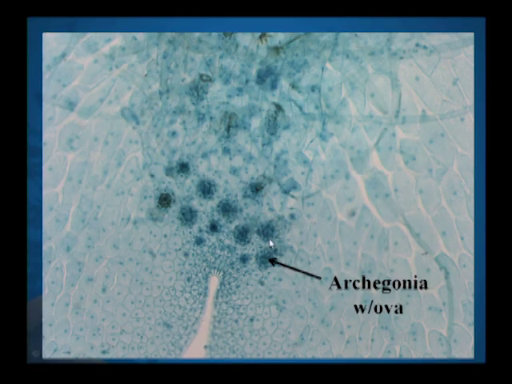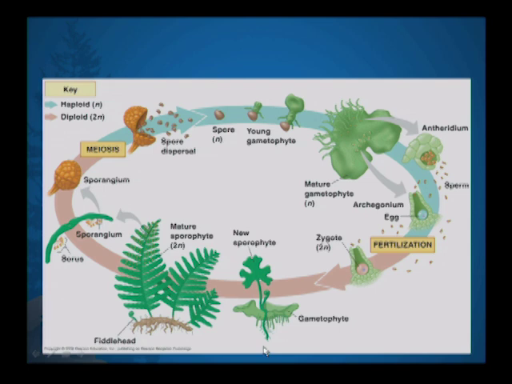But again, the important thing is that water is required here because the sperm have to swim to the archegonia and swim down the top. And then as we can see they swim down the top. There will be an ovum in there that they can fertilize. And when they fertilize that ovum, it's no longer an ovum, it's a diploid zygote. And so now we're back into the sporophyte generation, the diploid generation.